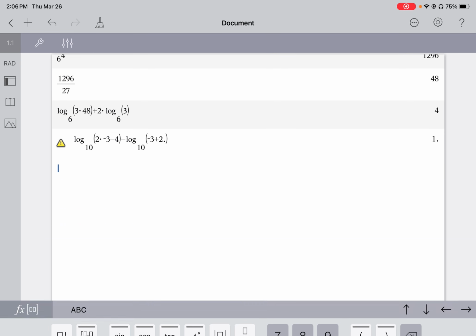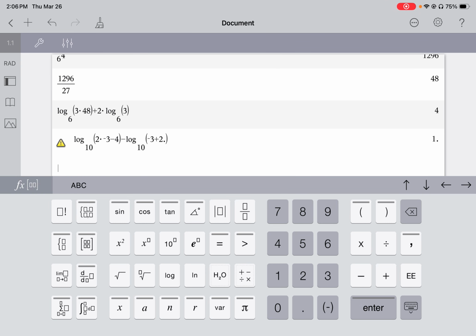So what I'm going to do now is go in even deeper. So now I'm just going to focus on plugging it simply into the arguments. Remember that the arguments are what is inside of the parentheses. So inside the parentheses, we had 2 times negative 3 minus 4.